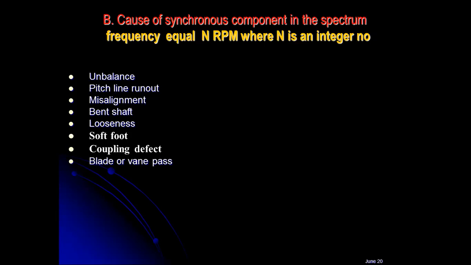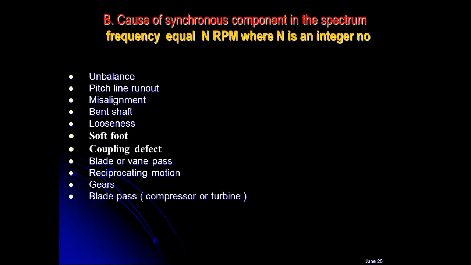And blade or vane passing frequency, it is equal to the number of blades by the RPM. Reciprocating motion for the reciprocating pump and reciprocating compressor: 1 and 2 and 3 and 4 and 5 according to the number of the reciprocating motion. Gears, if we have a gear, there is another frequency, gear meshing frequency, equal to the number of teeth of the gear by RPM. And the blade passing frequency for the compressor or turbine equals the number of the blades by RPM. And the slot frequency of the electrical motor equals number of slots by RPM.